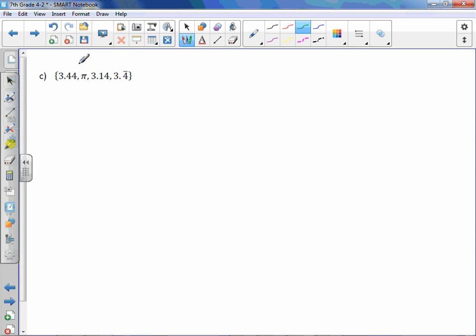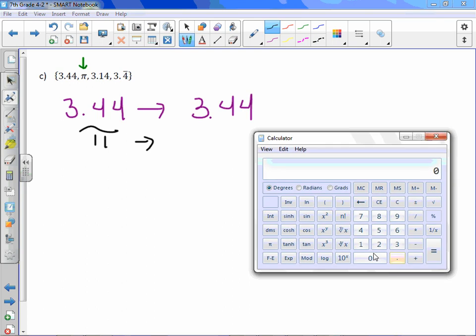I'm going to throw in this symbol, which you should recognize as pi. Now, pi isn't just 3.14. Keep that in mind. Let's do these one by one. 3.44 is simply 3.44. Pi, if we were to type in pi in the calculator, let's see, does this have a pi button? It does not.